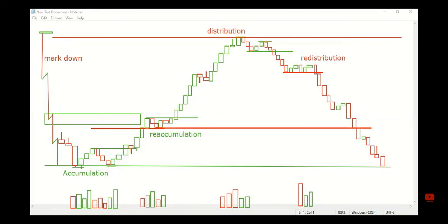So when the market goes in the upward direction, we have to call this not an uptrend, it's markup. Markup. Okay. This is called markup.